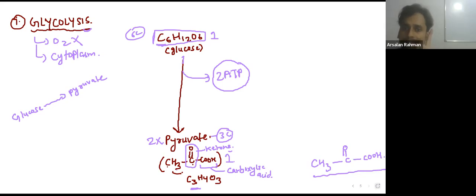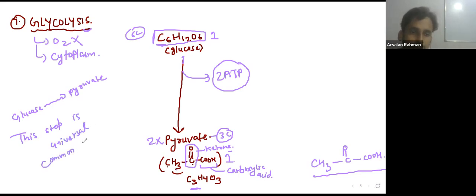Now, this is the common step which will occur in all living organisms. Whether you are talking about yeast or bacteria or human or plant, this step is common in all living organisms. So this step is universal. What does this mean? Common in all living organisms. Just remember this. This step is universal, which means that it is common in all living organisms, either bacteria or you.